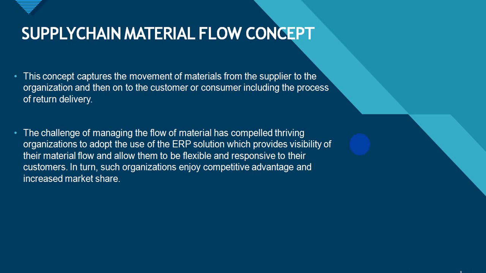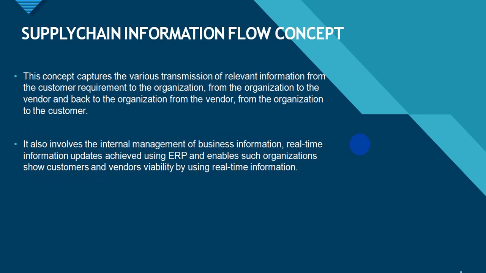The challenge of managing the flow of material has compelled thriving organizations to adopt the use of the ERP solution, which provides visibility of their material flow and allows them to be flexible and responsive to their customers. In turn, such organizations enjoy competitive advantage and increase market share. One of the things the ERP does is bring good visibility of your process. So when there are issues, you are able to identify those issues before they become problems. It also makes you very flexible and responsive to your customers, and when that happens, there's good customer relationship. You do better business, so you increase your market share because your customers are more satisfied. So the ERP helps in making this happen.